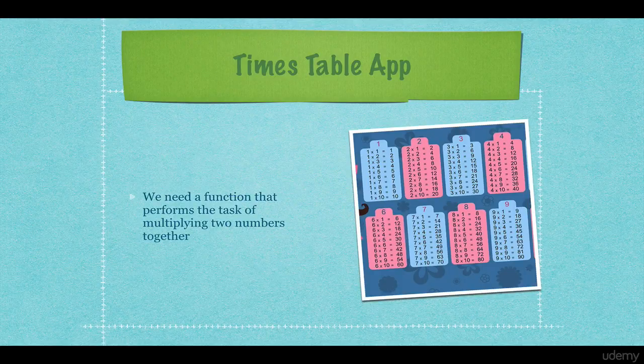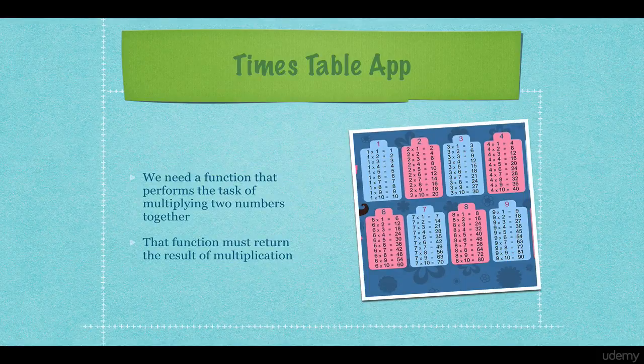First of all, we need a function that performs the task of multiplying two numbers together. For example, 2 multiplied by 2. And that function must return the result of the multiplication, so that we can actually get that value and do something with it. We can, for example, output that value to the console.